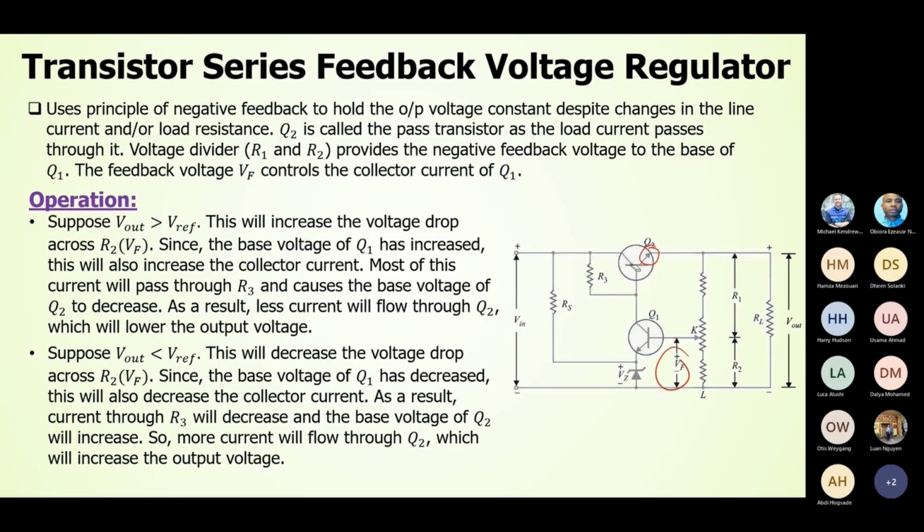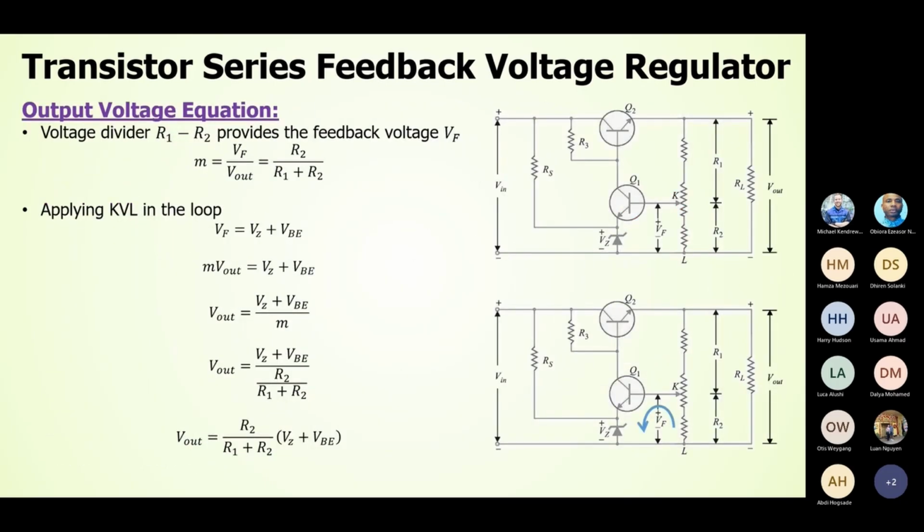In the case when the output voltage is less than the reference voltage, the feedback voltage will decrease. This will cause less current to pass through Q1. Less current passing through Q1 means more current passing through Q2, and this will ensure that our output voltage increases to the reference value. So here you can see some mathematical derivation of how it actually operates.